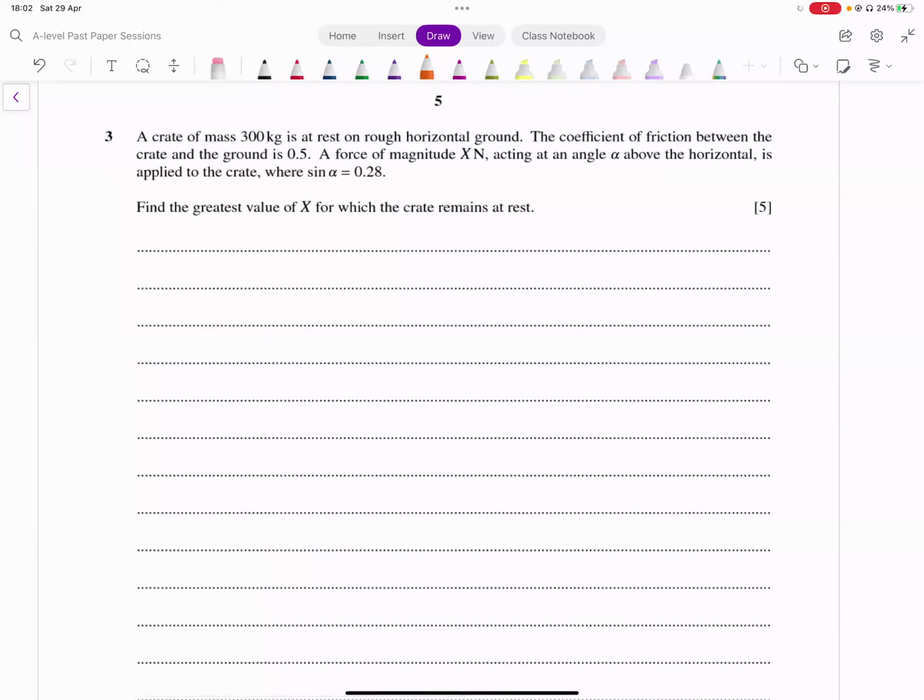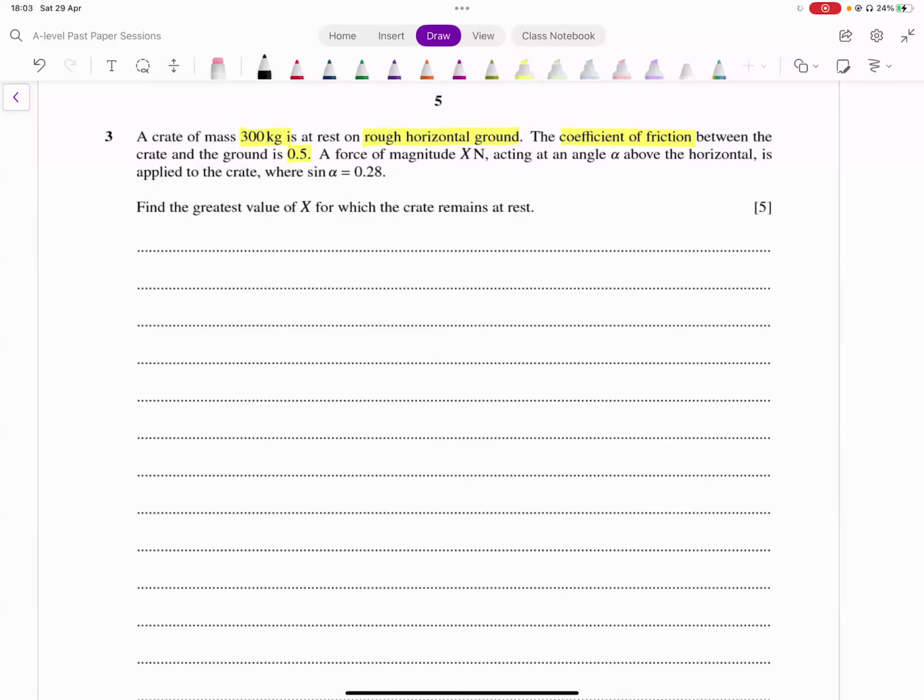It says a crate of mass 300 kilograms is at rest on a rough horizontal ground. So we have 300 kg mass given. It's a rough horizontal ground. That means there is going to be friction. The coefficient of friction between the crate and the ground is 0.5. So we have the coefficient of friction, mu, given. A force of magnitude X Newton acting at an angle alpha above the horizontal is applied to the crate, where sine alpha is given to be 0.28. Find the greatest value of X for which the crate remains at rest.